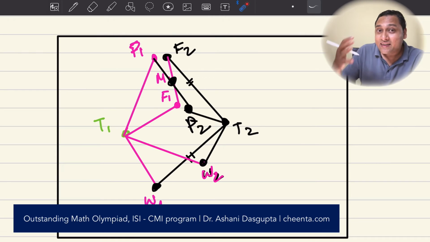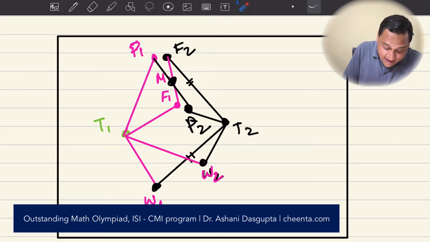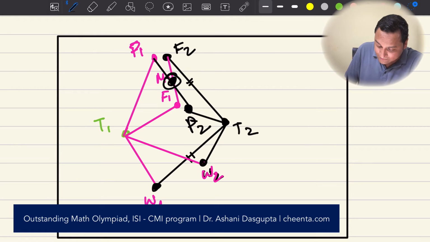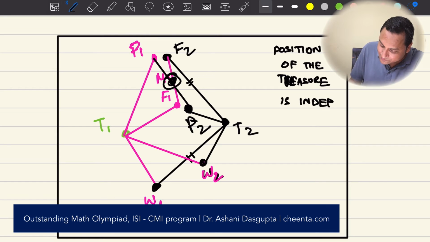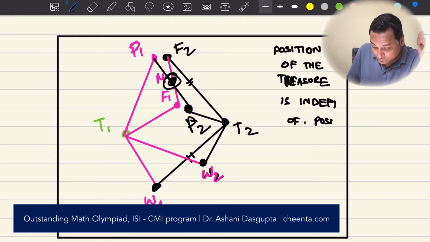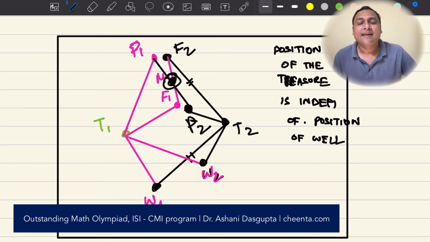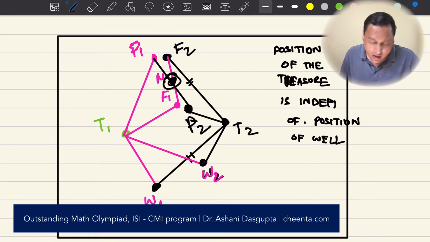What the pirate's son just found is that the position of the treasure is independent of the position of the well. Position of the treasure is independent of the position of the well. How can you prove this? Well, you can actually prove this using rotation.